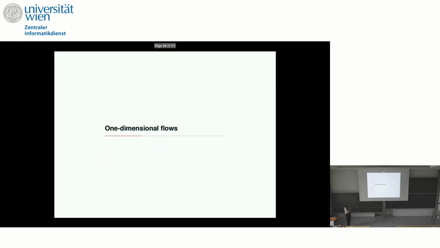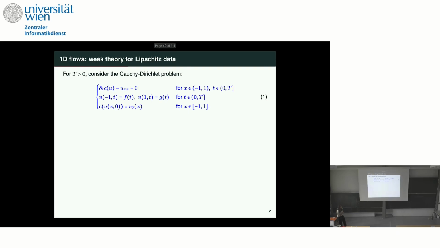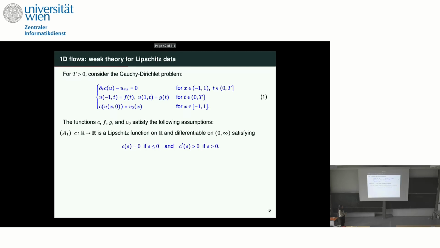Okay, so from now on, we're going to focus on just one-dimensional flows. Okay, and I want to be a bit more precise on the results that were proven, also to motivate better what we did, okay? So let's focus on the Cauchy-Dirichlet problem, okay, with two functions, f of t and g of t. And we're going to assume that the function c satisfies this elliptic-parabolic condition, okay, that we saw before.